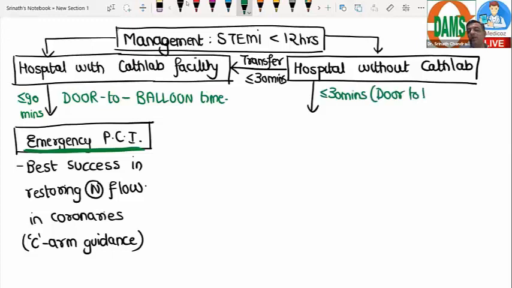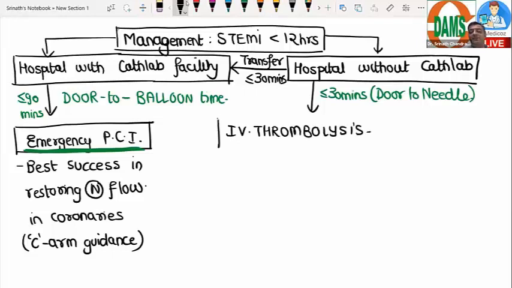Here it is called door to needle time. Door to needle time should be less than 30 minutes. You will go for IV thrombolysis. That is what you want to do. You want to proceed with the IV thrombolytic therapy if the patient is unable to reach the center with the cath lab. In this case, the window period is 2 hours.